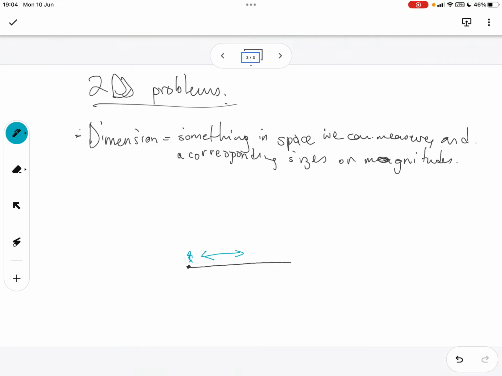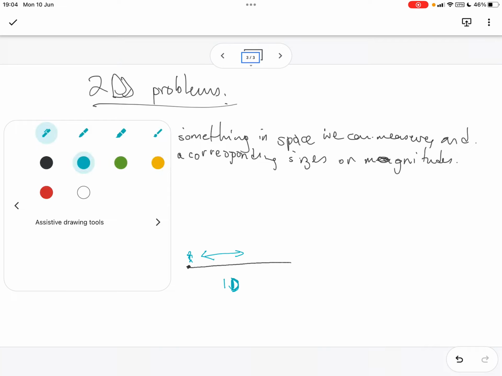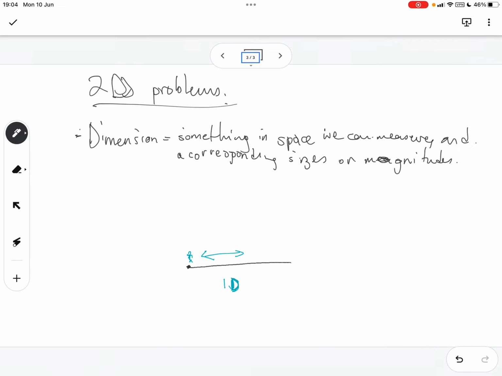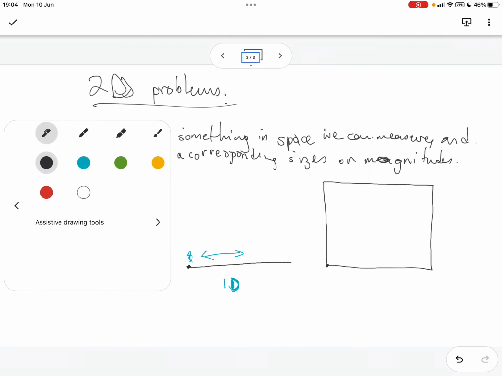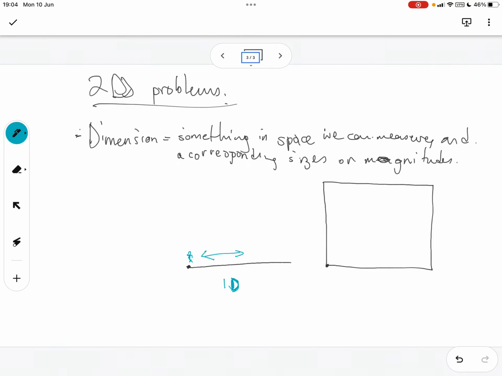And then suddenly, there's a line. One. It means I can move from there to there and back. But that means I'm only able to move in one dimension. Because I can measure the length that I can travel or move about. But it's only one dimension.